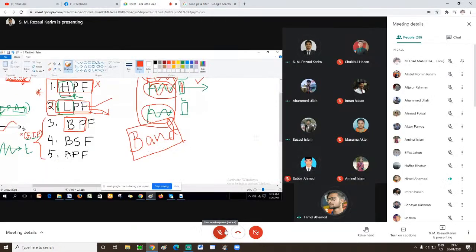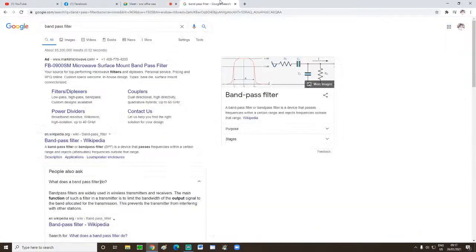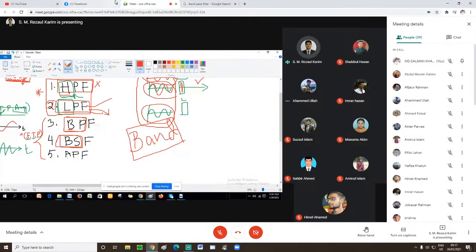Okay, so look, it passes a group of signals. Actually, it will pass a certain range of signals, that is the band pass filter. And band stop means it will stop or block a certain range of signals. The first one will pass, the second one will block a certain range. And all pass filter means there will be no filtering. Whatever you give as input, it will pass.